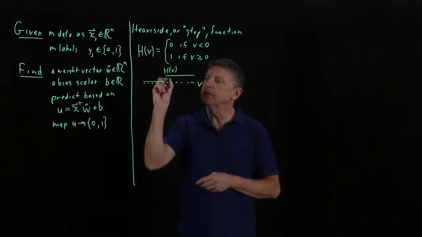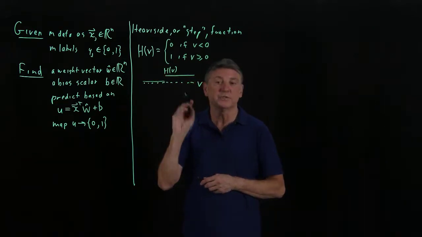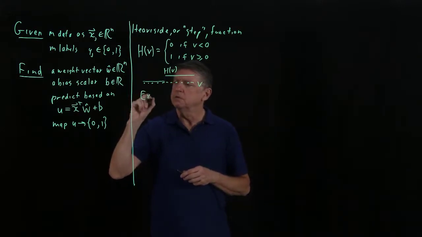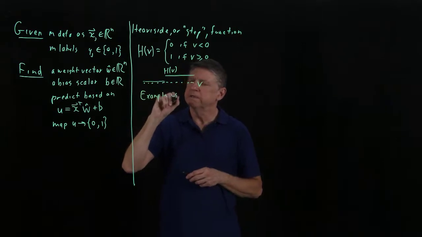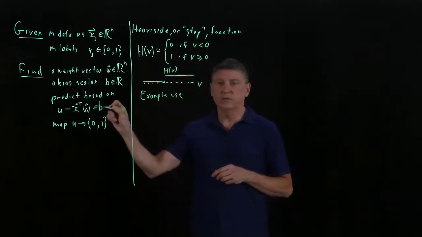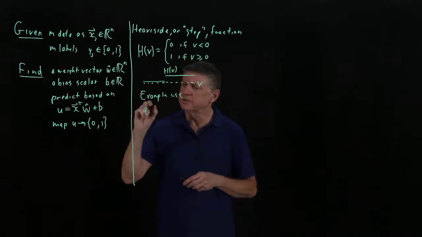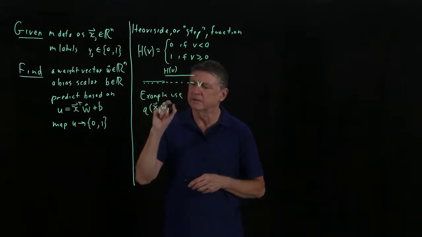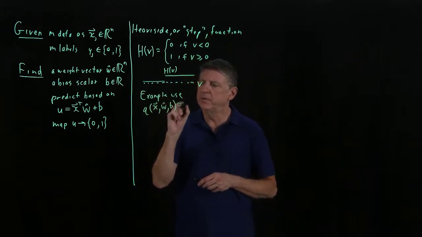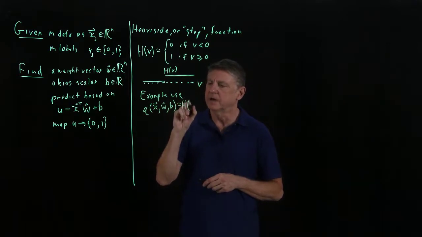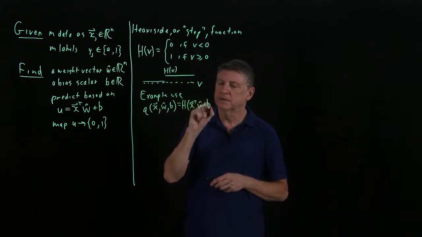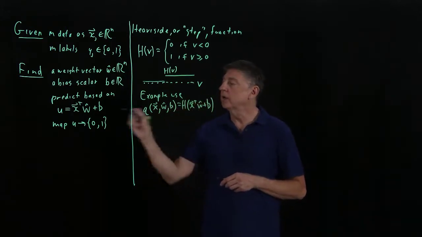And in calculus, we might put a little circle here to indicate that that's an open set, and we might put a dot here to indicate that's a closed set. We'll just leave this for now. One example use is we might want to take this and quantize it. So we might define a function Q, which takes our data vector, our interim weight vector, and our bias scalar, and we could compute that as the Heaviside function of the dot product between the data and the interim weight vector plus the bias scalar. And that would accomplish this mapping.